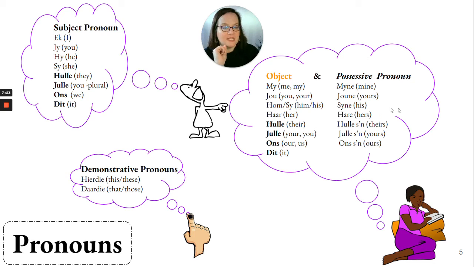When you have the possessive pronouns, you are also saying this something belongs to me. It is mine. Myne, joune, syne, hare, hulle sin, julle sin, ons sin. So these are the possessive pronouns, and this sin is that apostrophe S, or that possessive apostrophe.